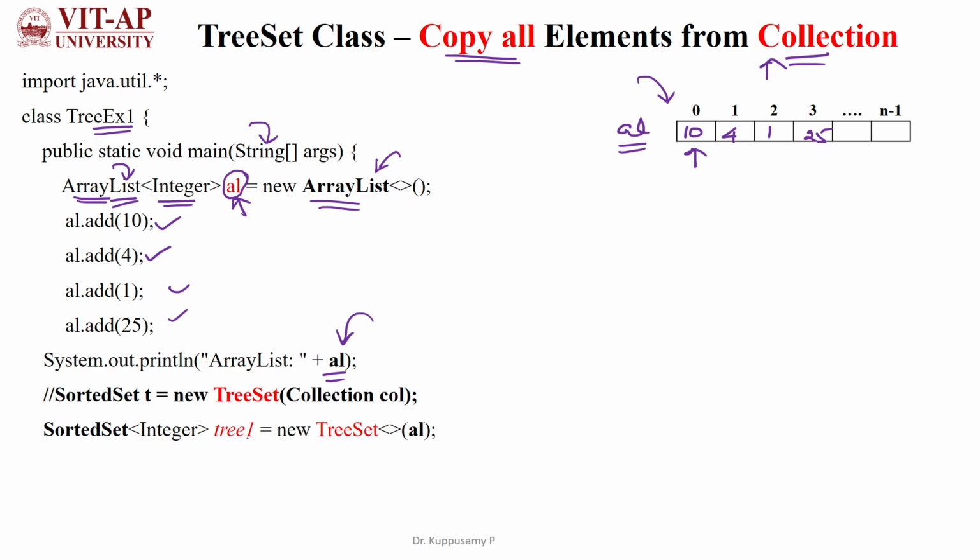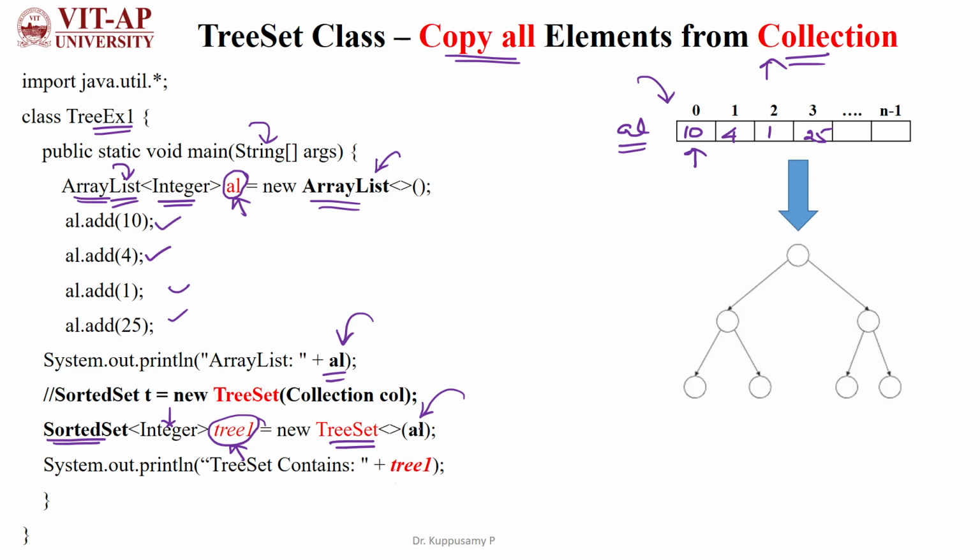The TreeSet is created with the name tree1 by using the TreeSet class, which implements the SortedSet interface, with integer elements. For tree1, I am copying all the elements of the array list here to implement the SortedSet interface. After that, I am just printing.